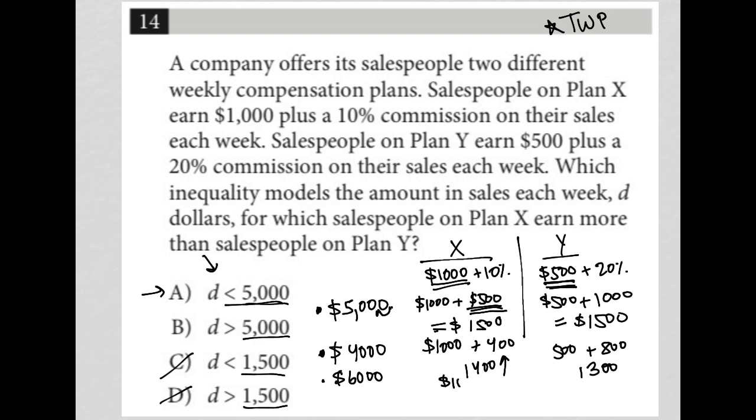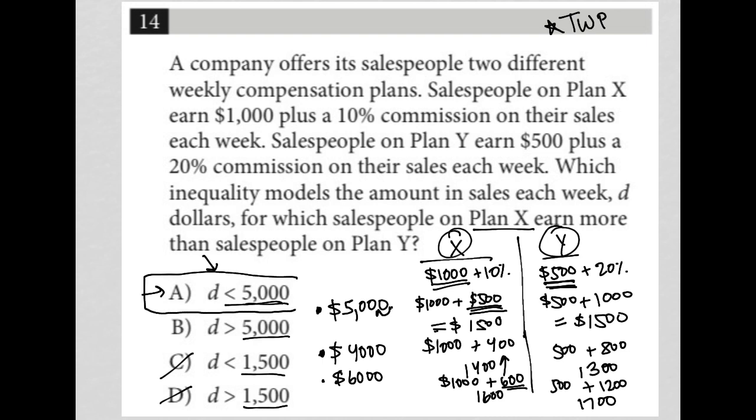So here we'd have $1,000 plus 600, 10% of 6,000. So you'd make 1,600. And here for plan Y, you'd make your 500 plus double this, because 20% is just double 10%. So plus 1,200, and you'd make 1,700, right? So once we get above 5,000, a person on plan Y actually makes more than the person on plan X. And because the question is asking us for the inequality that models when a person on plan X earns more, we're here at choice A.